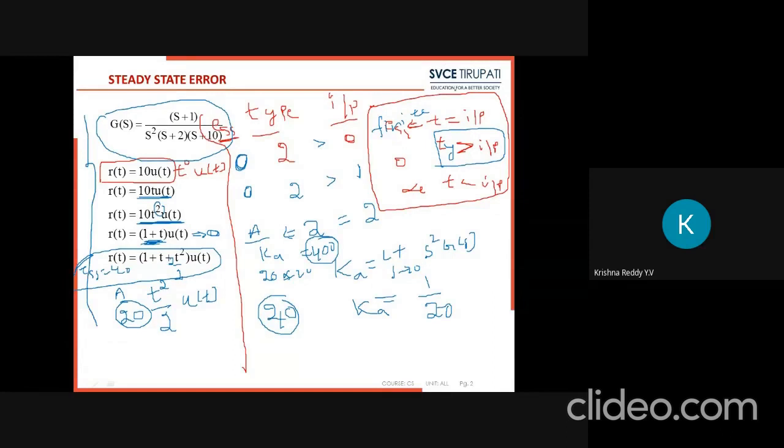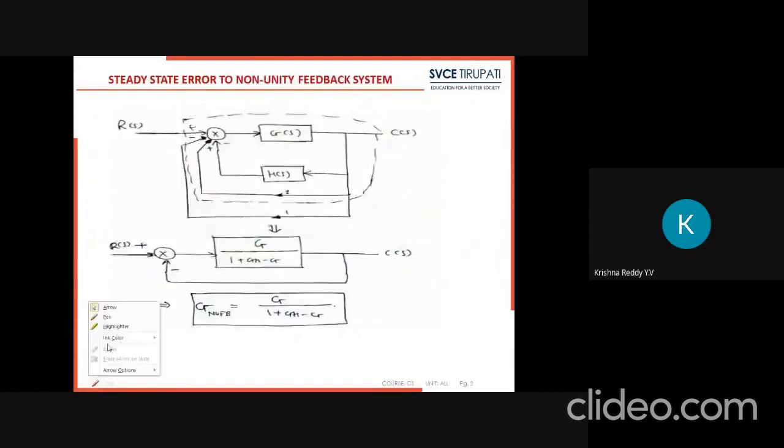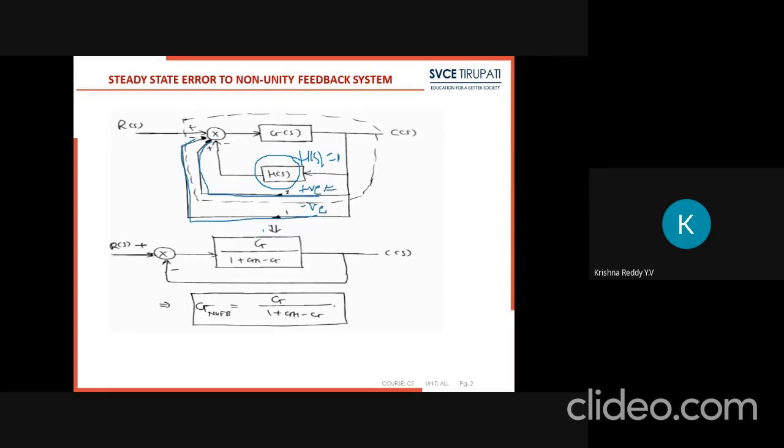This is the procedure to calculate the steady state errors. Suppose you have a non-unity feedback system. Up to now we were calculating the steady state error only for H(s) equal to 1. If you have a non-unity feedback system, then we need to convert it into a unity feedback system by adding a plus 1 and a minus 1, one positive feedback and one negative feedback with unity gain.